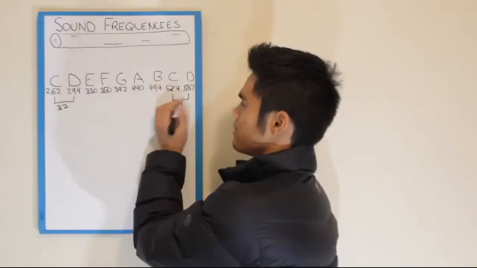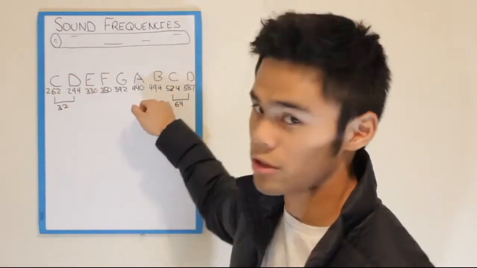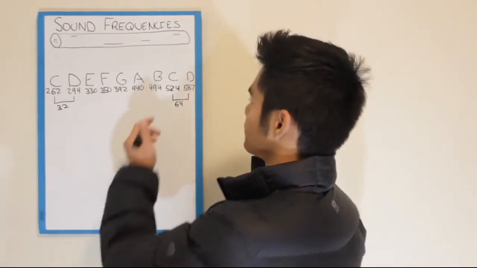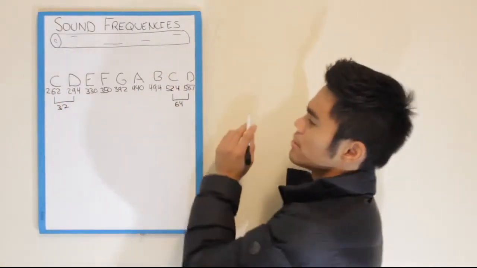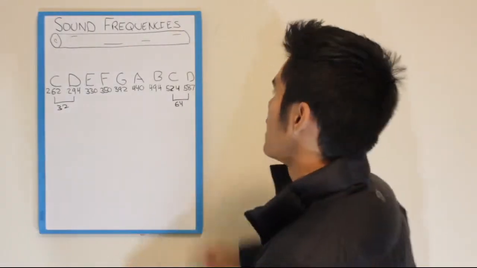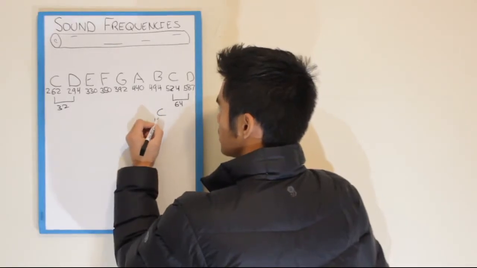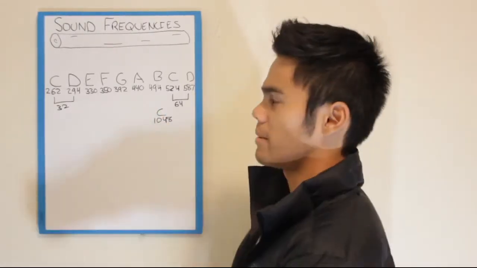Furthermore, see this high C, 524. Low C is 262. This is actually double the low C. So high C is low C times 2, and it continues as you go up the octaves. And so the next C above this C would actually be 1048. So yeah, maybe it's not a linear scale.